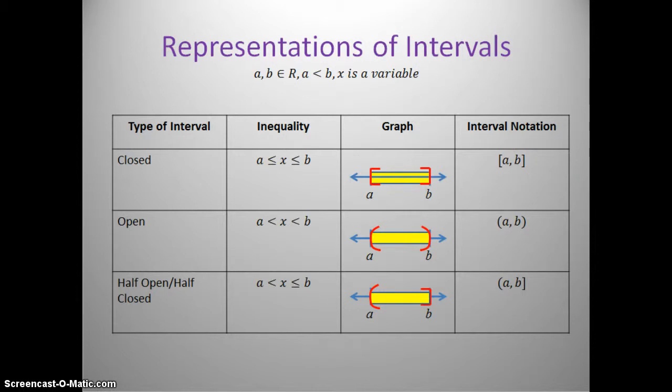Second case is called an open interval, and this is where the endpoints are not included in the solution. So as an inequality, we have a is less than x, which is less than b, which means x is between a and b but cannot be equal to either of those endpoints. The only thing that changes in our graph is that we now use parentheses at a and b, showing that this graph gets really, really close to a, but never includes a, and really, really close to b, but never includes b, so we're using parentheses.